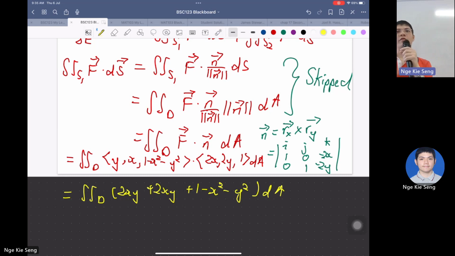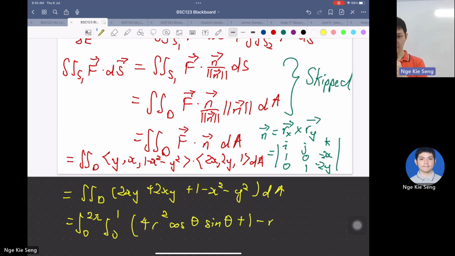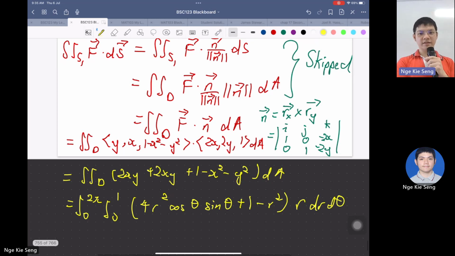So if you go from rectangular coordinate to polar coordinate, you need to introduce Jacobian again. So all the thing inside here can be combined to 4r squared cos theta sine theta plus 1 minus r squared, times Jacobian r, dr d theta. And then you need to solve this. Wow, this is a bit of a nightmare.